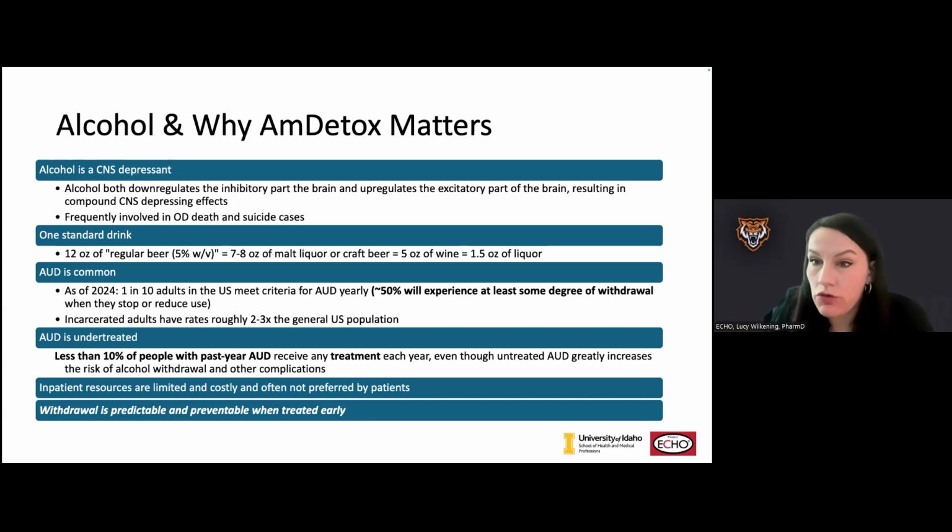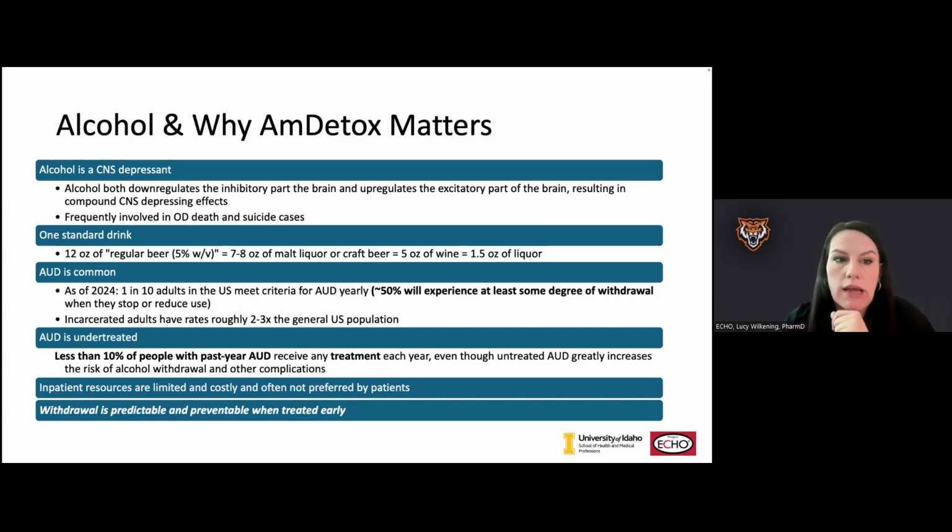What is a standard drink? This is something, especially non-medically trained folks, get confused on. Like, what constitutes a standard drink? And we actually have definitions for this for a variety of reasons, including conceptualizing somebody's risk with alcohol withdrawal, quantifying how much alcohol a person is consuming, and conducting clinical trials, right, to help us understand how different medications and different interventions can help with alcohol use disorder.